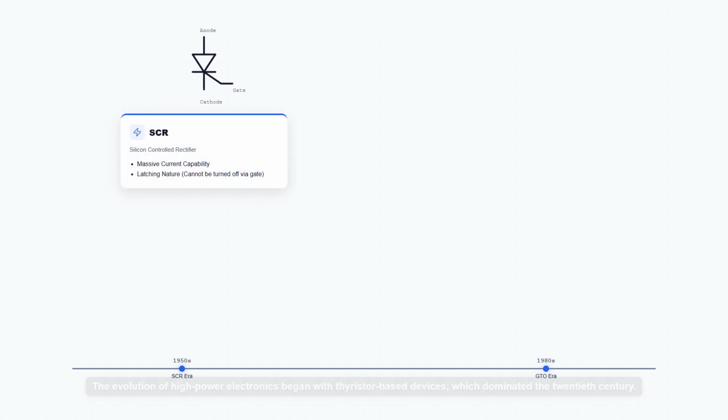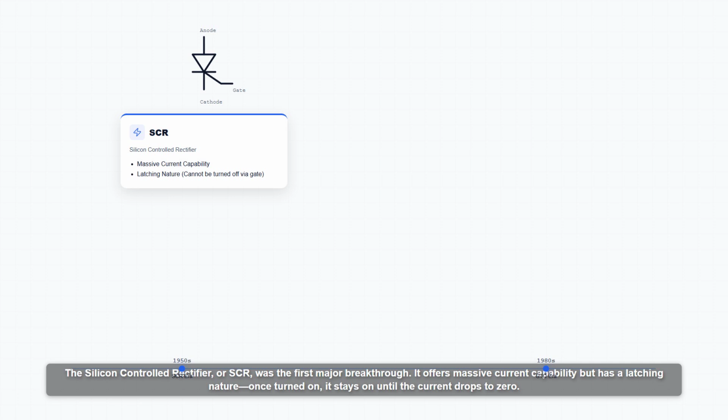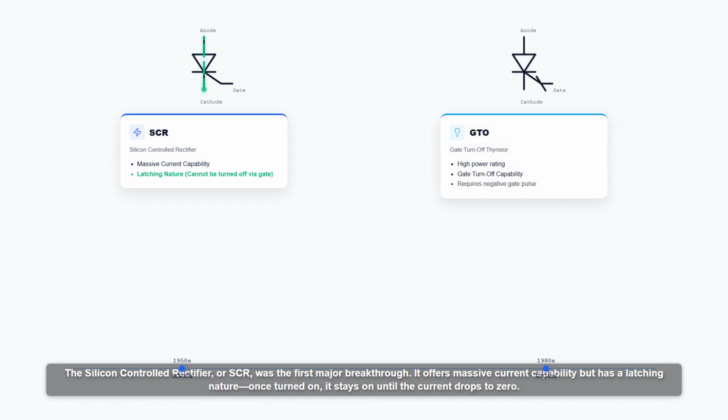The evolution of high power electronics began with thyristor based devices, which dominated the 20th century. The silicon controlled rectifier, or SCR, was the first major breakthrough. It offers massive current capability but has a latching nature. Once turned on, it stays on until the current drops to zero.